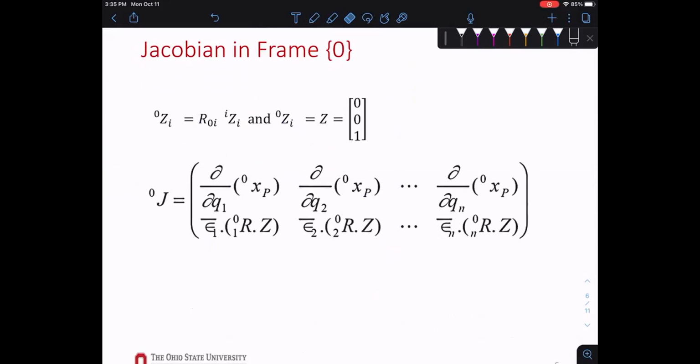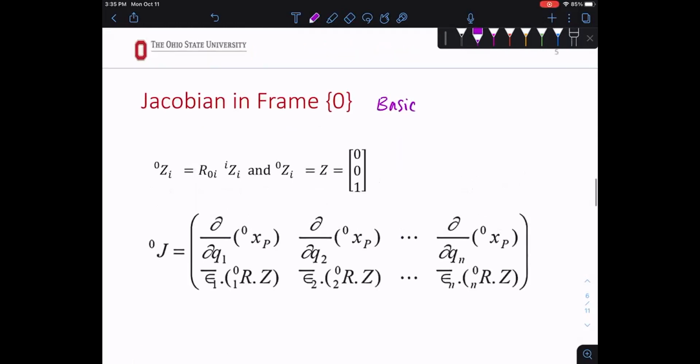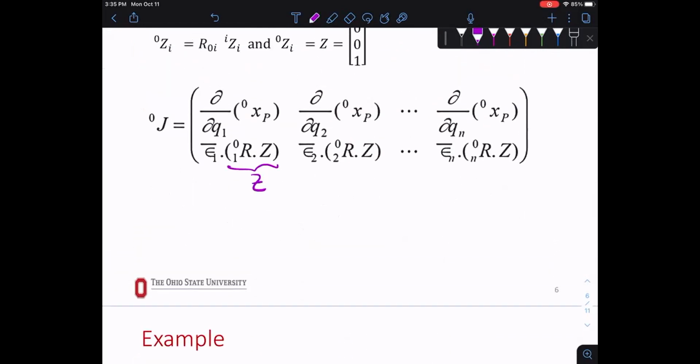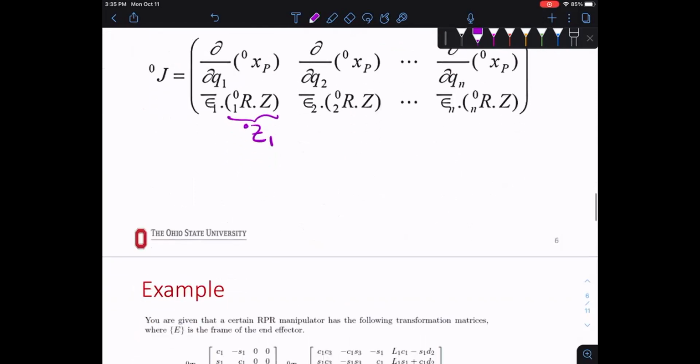Basically, what's the effect of each joint on the position of that frame? And we discussed that finding the Jacobian in frame 0 is called the basic Jacobian. So what is the Jacobian of the end effector in frame 0? Then you can just multiply it by rotation matrices for different frames. I think I gave you the equations before. So this is basically Z1 in frame 0.